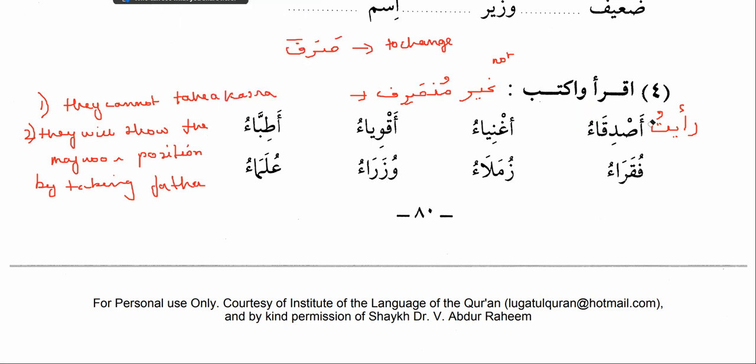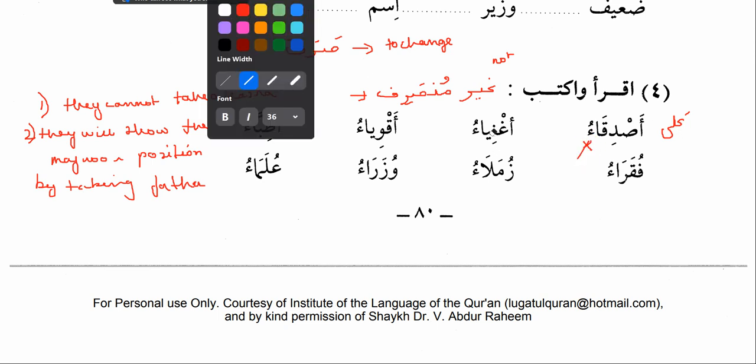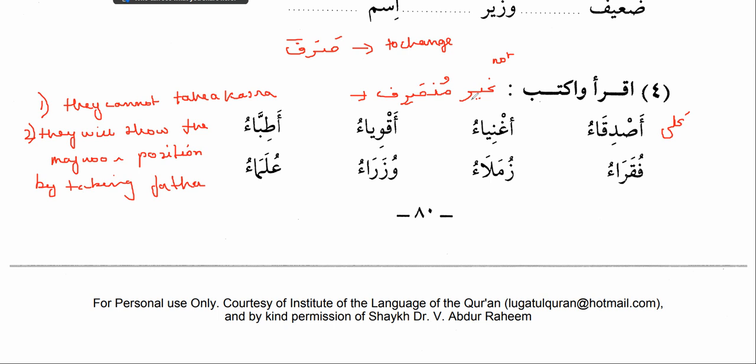The moment I want to make it into جر, I will put على, a harf jar. So one may think you can put a kasra: على أصدقاءِ. No, we cannot put a kasra. It's totally wrong. Even in the majroor case, we will put a fatha over it instead of kasra: على أصدقاءَ. So this rule goes for these type of nouns, and for the feminine names also in Arabic. So these are the rules.